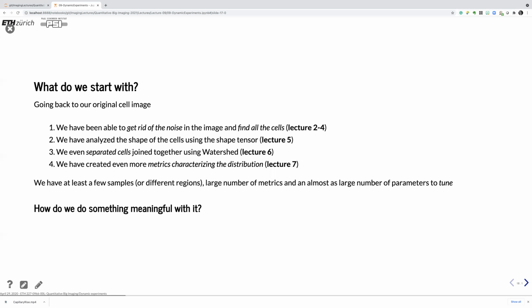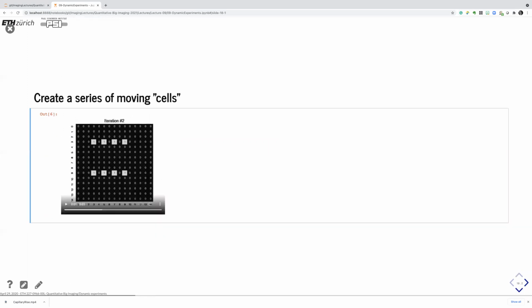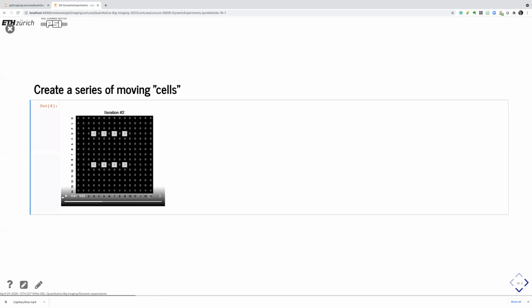There is a large number of parameters that we need to tune to get this working. So now the question is how to get something more meaningful out of it. Here I start with a very basic simulation. It's actually just a number of circles in a plane. This is actually boxes that should be moving, and they move something like this. So it's a very simple movement going backward, upward in the plane.